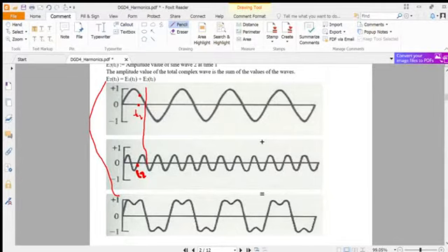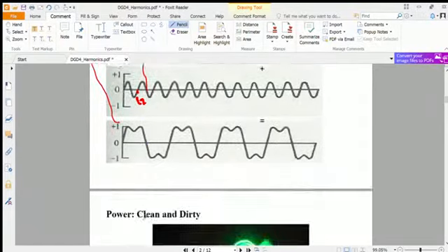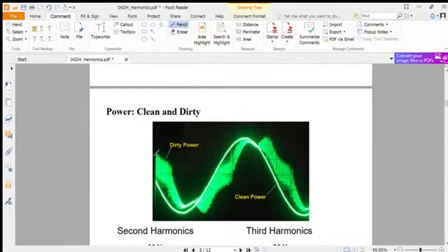So if we just add this, then we'll get the complex wave. So it's nothing but a complex wave. So when harmonics are integrated, it's here. So here you can see that this is the clean wave, just sinusoidal, while this is the dirty power, which is generated due to the harmonics.